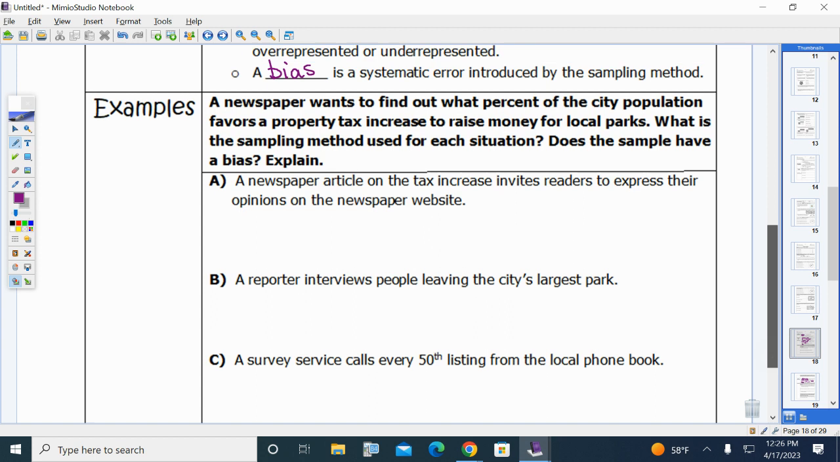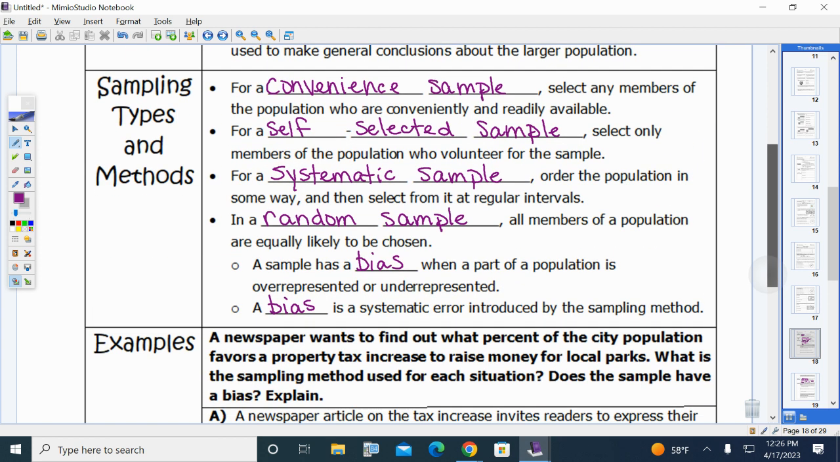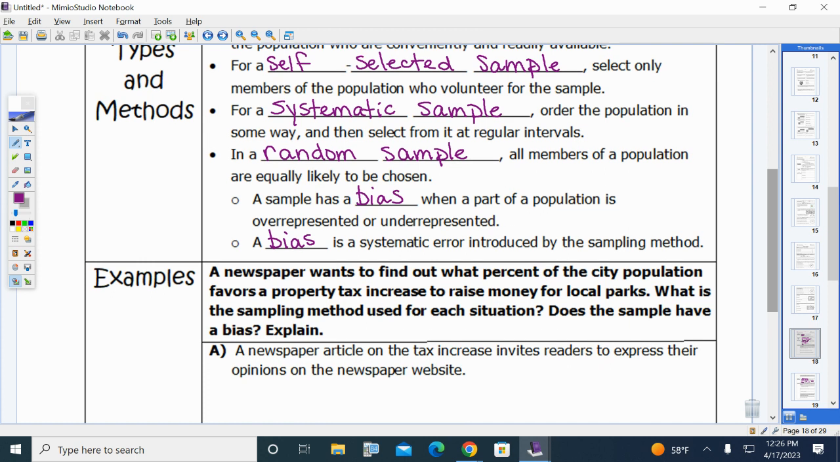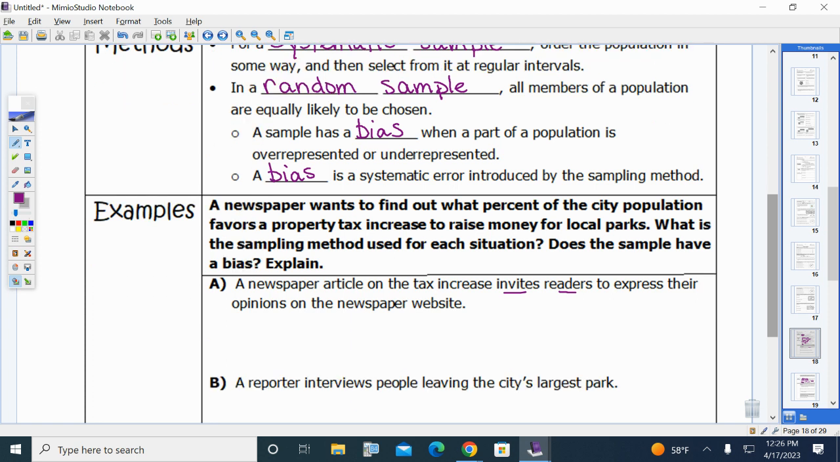So part A says a newspaper article on the tax increase invites readers to express their opinion on the newspaper website. So if you go back to these different sampling types and methods, because they are inviting readers to express their opinions, that would be an example of a self-selected sample. The next part of this asks us, does the sample have a bias? Explain.